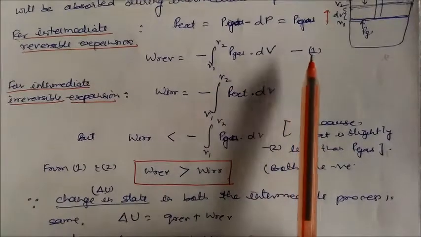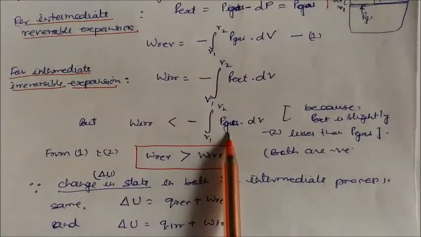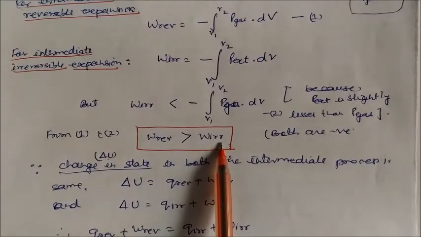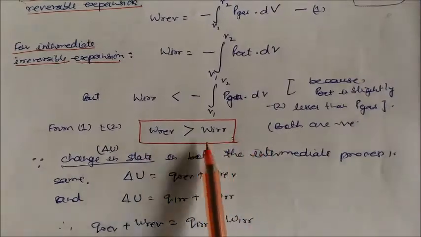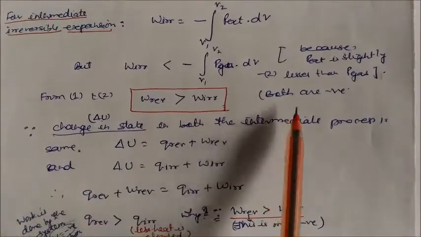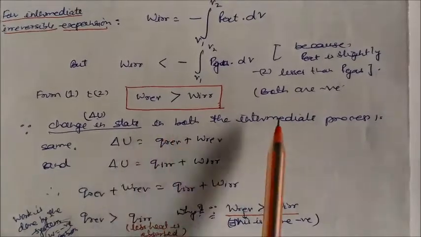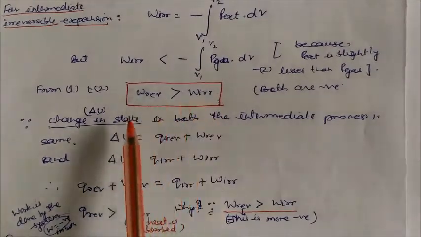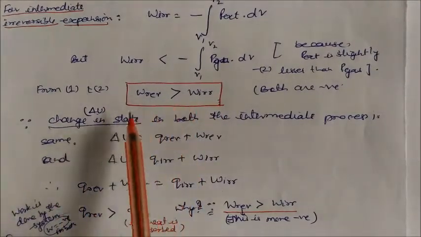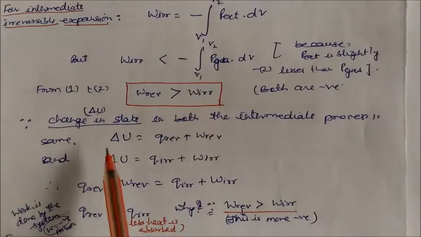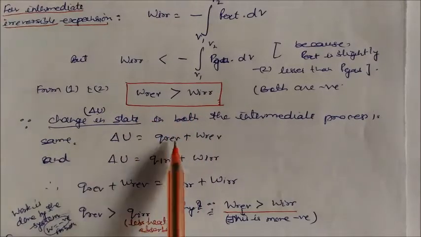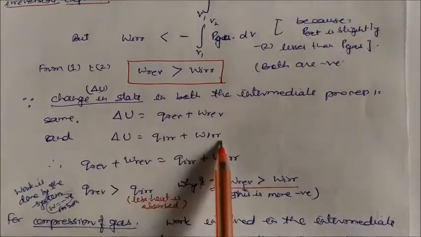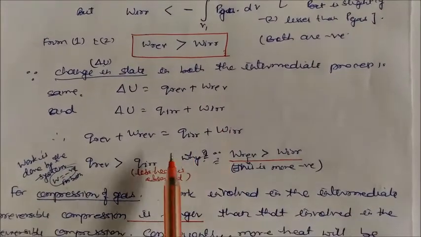So from 1 and 2, since the pressure of the gas is slightly lesser due to the expansion, definitely the work done by the reversible process will be greater than the work done of the irreversible, and both are negative because it is an expansion process. And in this negative work done, the change in state in both the intermediate processes is almost the same, whether it is a reversible process or an irreversible process. The change in internal energy will always be equal. So we can write delta U is equal to Q reversible plus W reversible, and delta U is equal to Q irreversible plus W irreversible. Now equate it. So now in this case what happens?